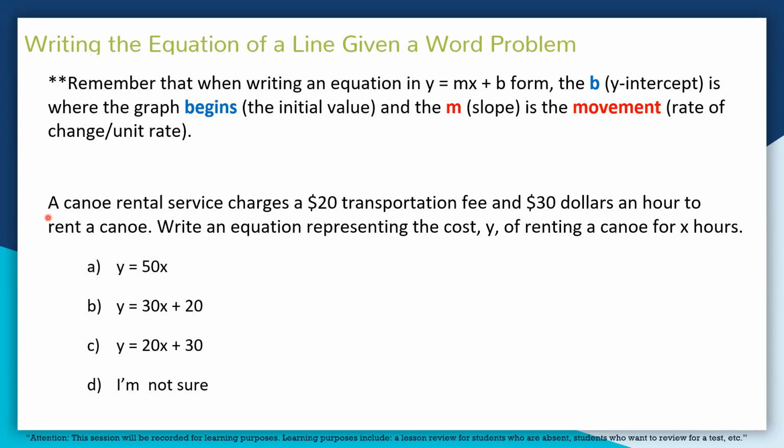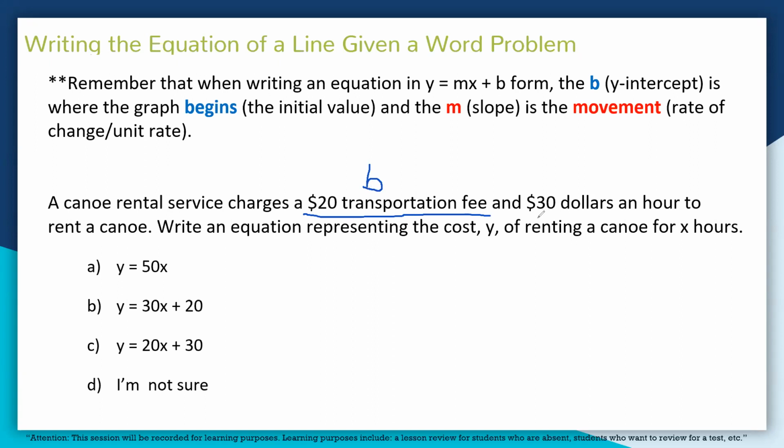All right, at this point, we're going to go over the answer so we can see if you got it correct or not. So as we go through this and I read it again, I notice that we're being charged a $20 transportation fee, which makes sense. If you're renting a canoe, they probably got to take you to the river or to the lake. So they're going to have to charge you that extra money. So that is a fee that we have to pay no matter what. That's that initial value, that starting point. That would be our B, our y-intercept.